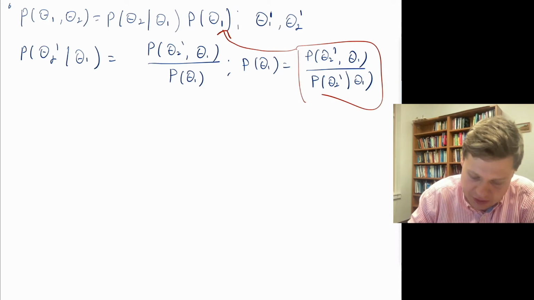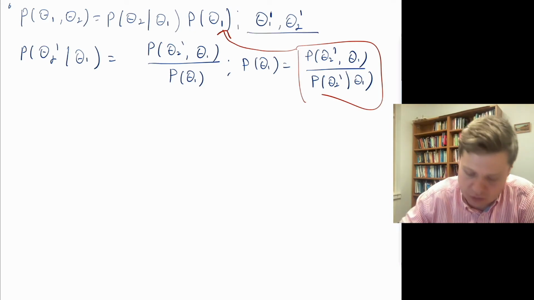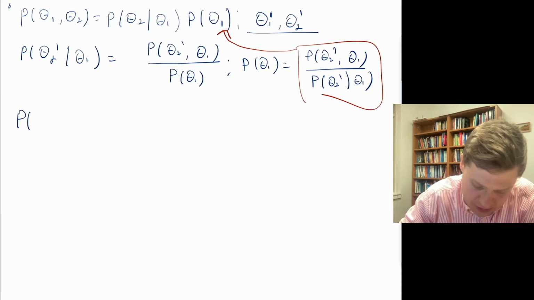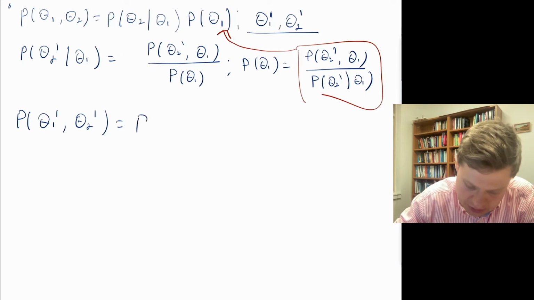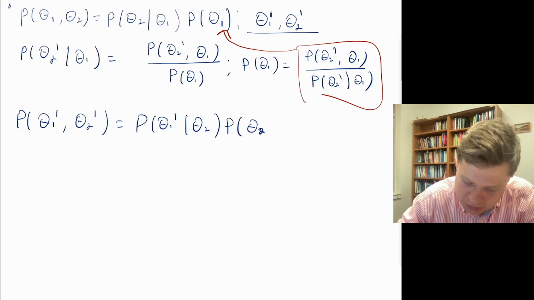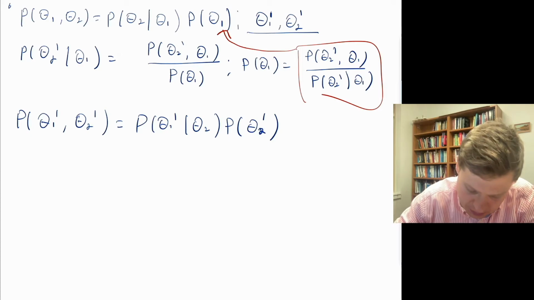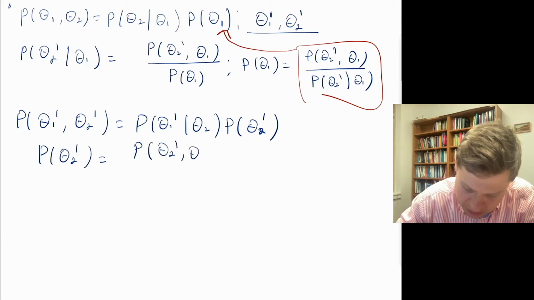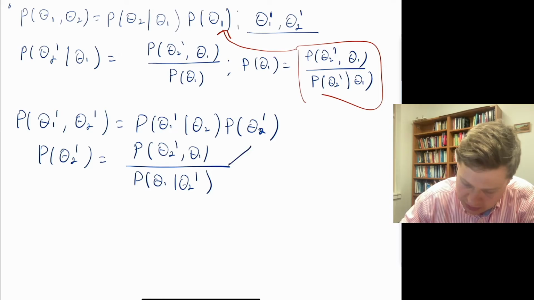And you can do the same for this pair of variables, theta 1 prime and theta 2 prime. So if you write down the joint density of theta 1 prime and theta 2 prime, again it's just P of theta 1 prime given theta 2 times the marginal over theta 2 prime. And again, P of theta 2 prime, using the Bayes rule, can be written as the joint of theta 2 prime and theta 1 divided by P of theta 1 given theta 2 prime. Okay, and again, you can plug it in here.